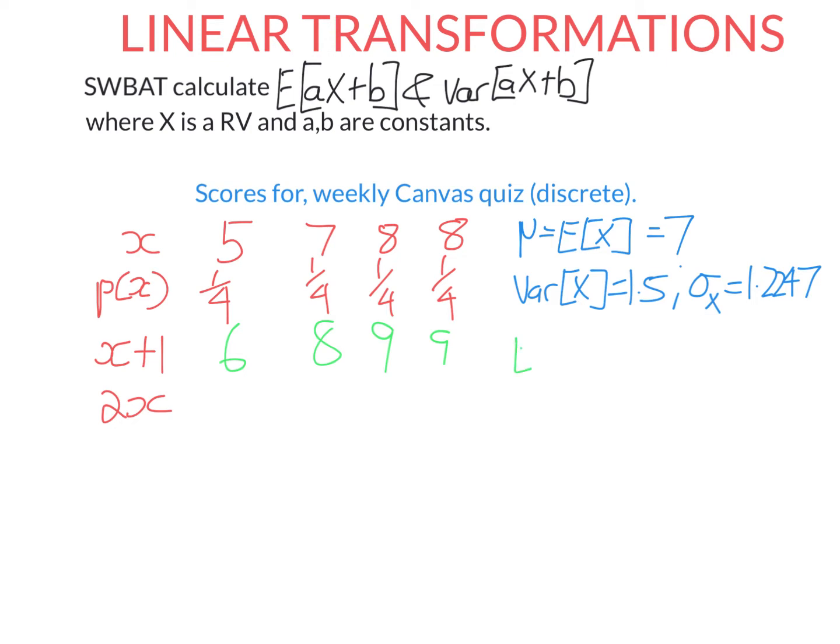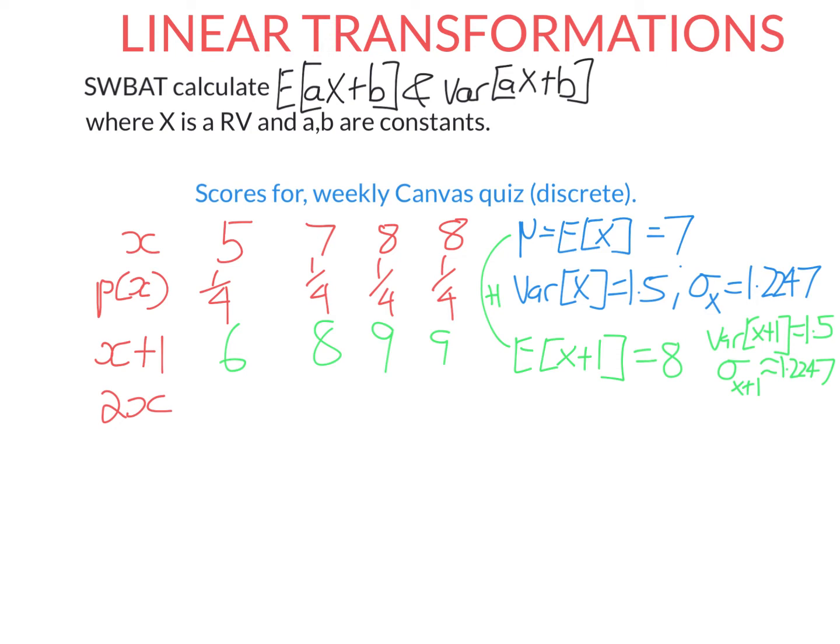So it turns out that the expected value, the new mean, if I add up all these scores and divide by 4, I get 8. So the mean actually has increased by 1 if I add 1 to each score. It turns out, however, the variance is still 1.5. So adding a number to each of the scores does not change the variance, and consequently that means it doesn't change the standard deviation. They stay the same.